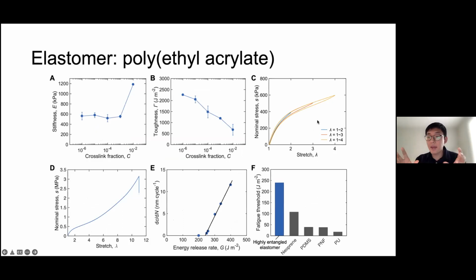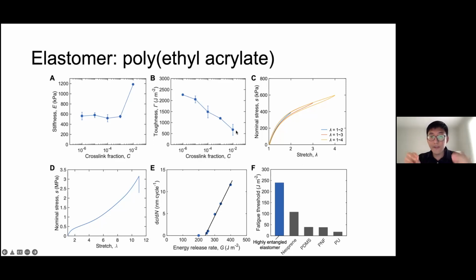Because the concept can also be used in elastomers, we also made an elastomer version. So we used polyethyl acrylate. You can see the plateau as well. You can see the relation between the crosslinker and toughness like this.